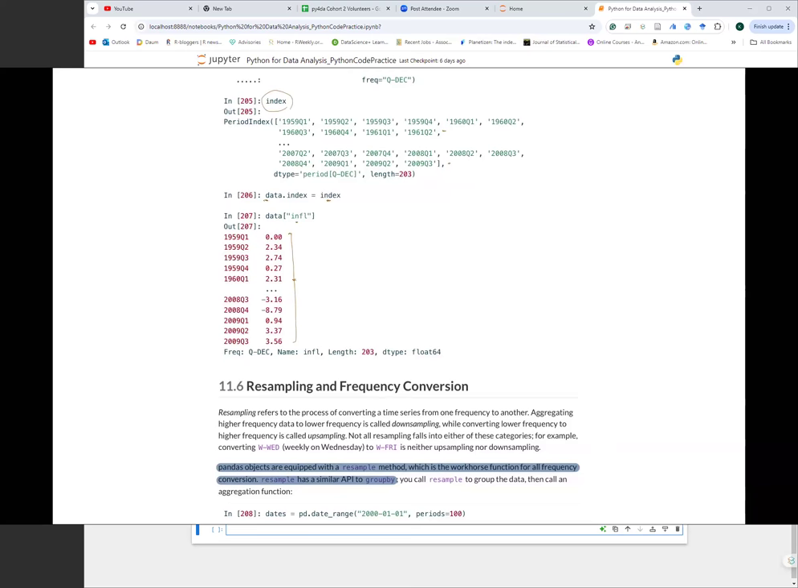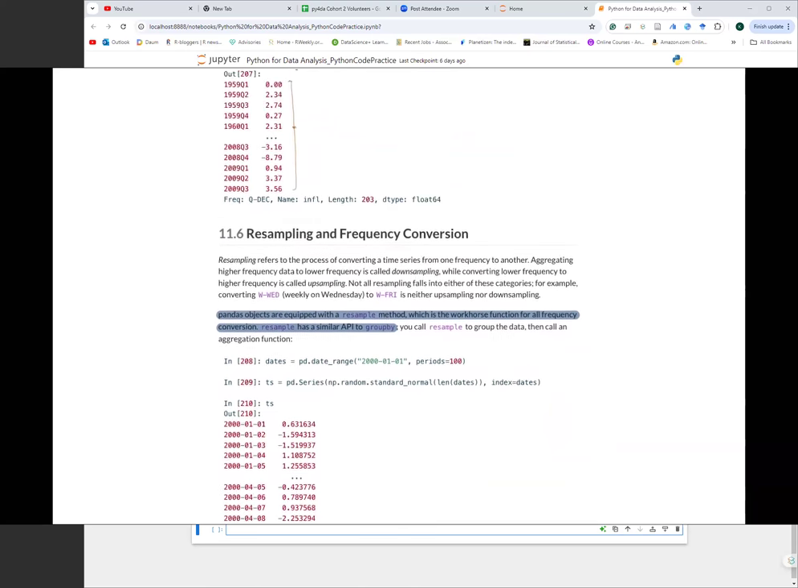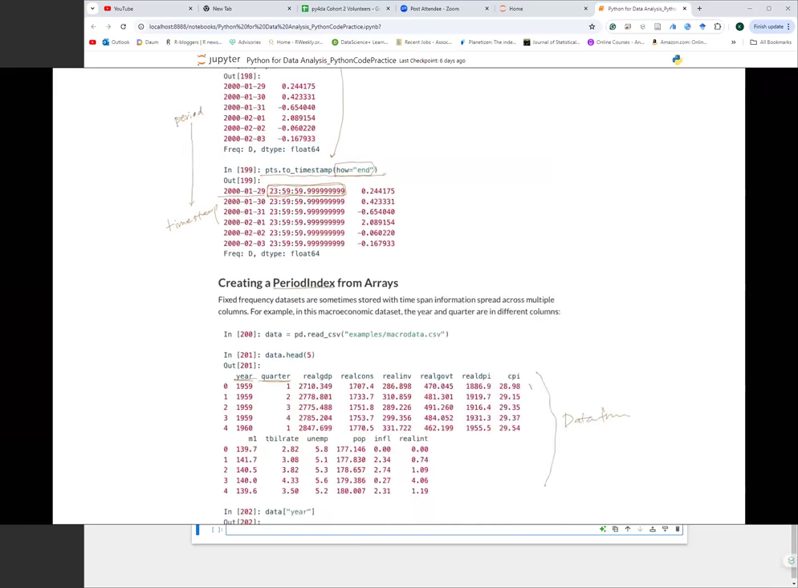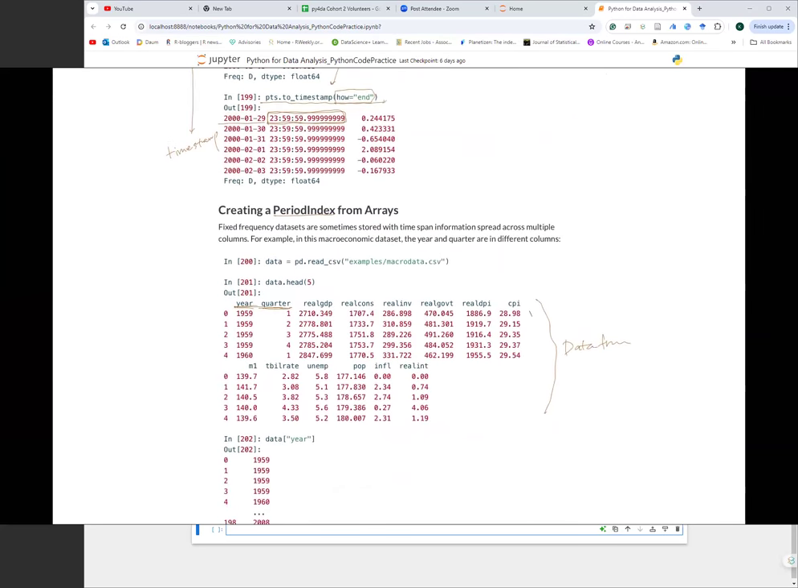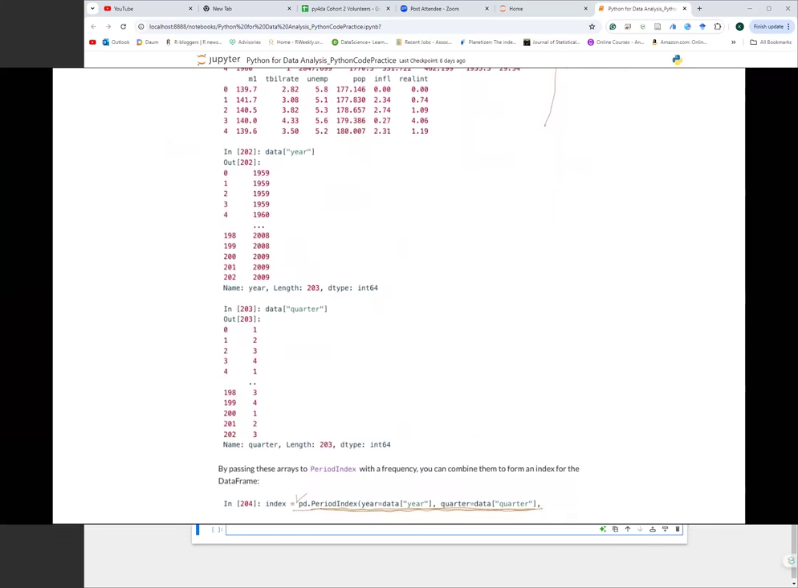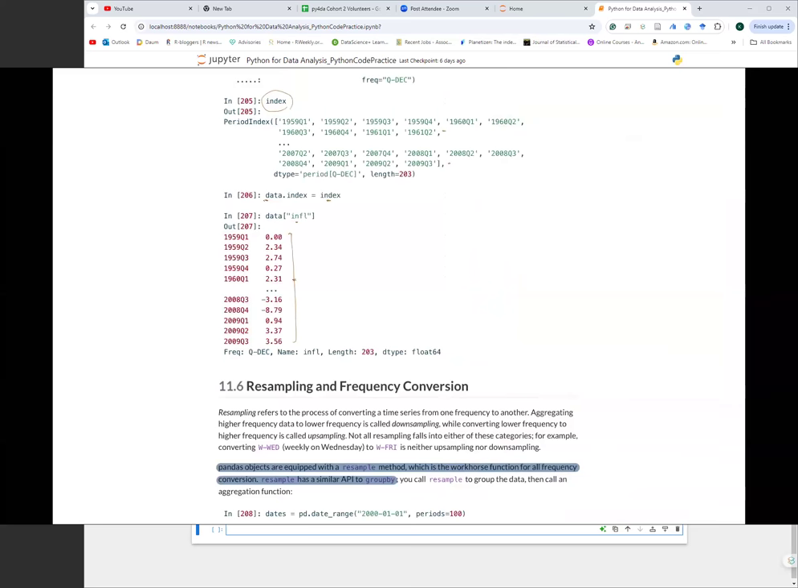Okay. I'm sorry. Do you understand what I mean? So it's a data frame, in here year and quarter, I understand this concept. You were saying something at the end, I didn't hear you, that's why I'm asking what you were saying. Yeah. You didn't hear the last one? Yeah, I didn't hear the last one.